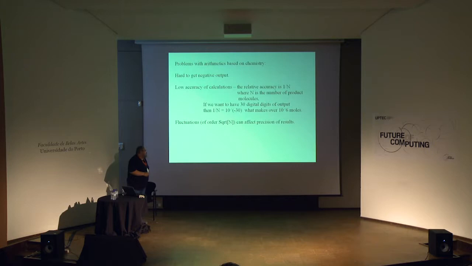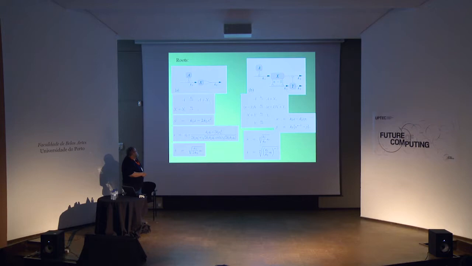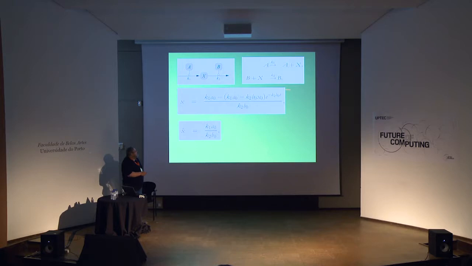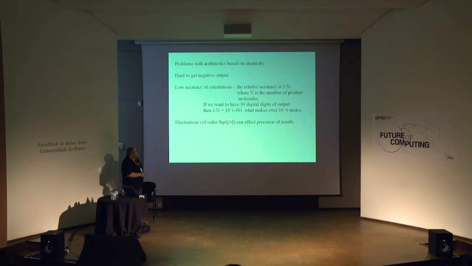And there are fluctuations. Everything looks very nice on the picture, let's say here. We have this exponential approach to equilibrium. But in practice, when the numbers of molecules are close to equilibrium, they can fluctuate. And those fluctuations are on the order of the square root of the number of molecules. And of course, they affect the precision. So this is a nice theoretical concept, but I'm not sure if somebody will use it in future.